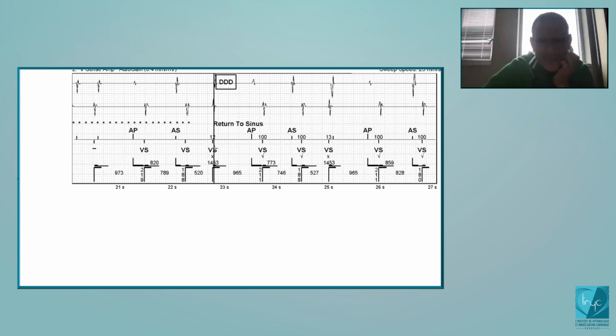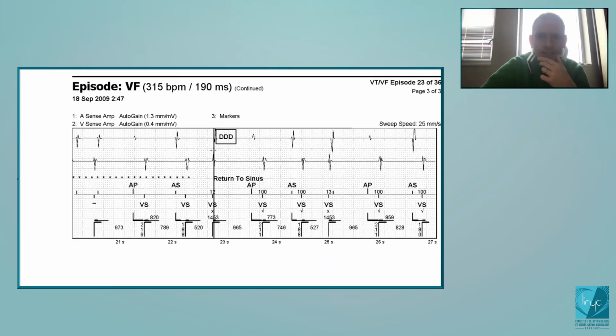But if in between these two cycles, let's consider this one is VS and then VS, and this one, for example, would be VF or VT, then the return to sinus counter will be reset to 0. If there's 1, 2, and then 1 VT or VF, then the return to sinus is reset to 0. Okay, that's clear?